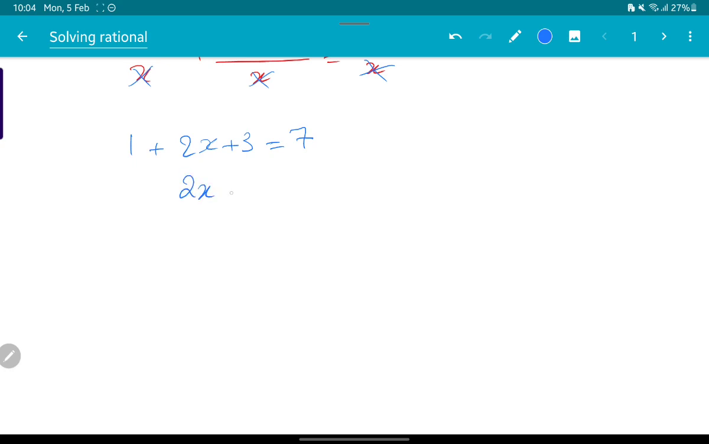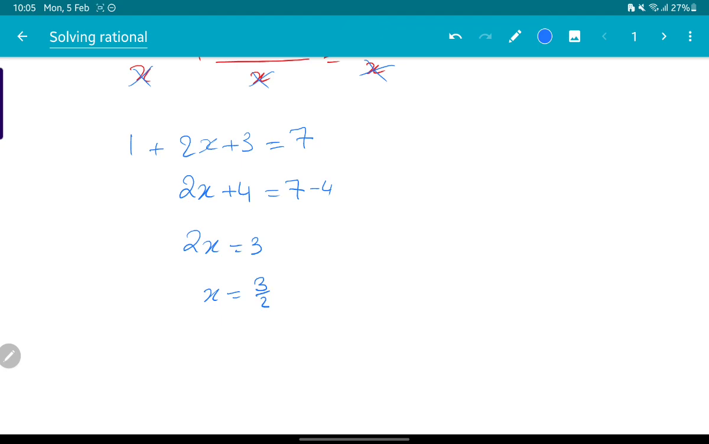It's 2x plus 4 equals 7. Then we can send the 4 to the right side. 2x equals 7 minus 4, which is 3. So the x will be 3 over 2. Okay.